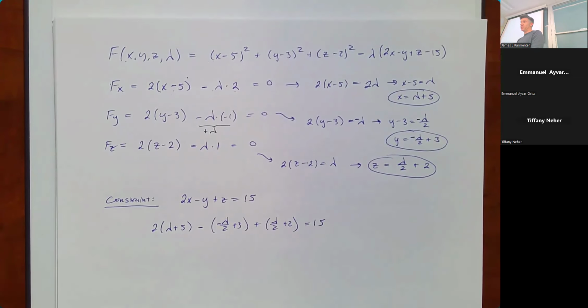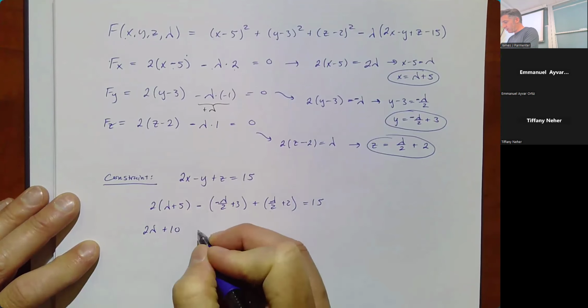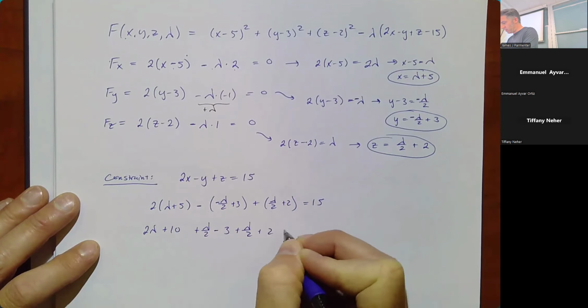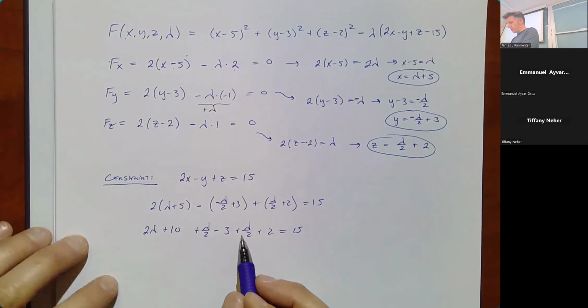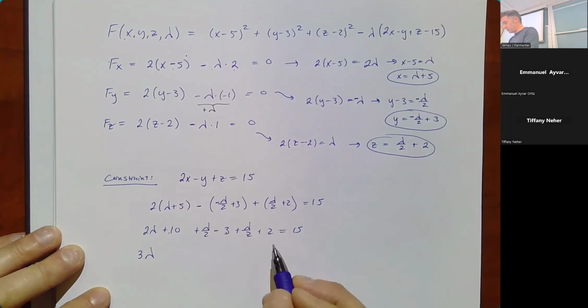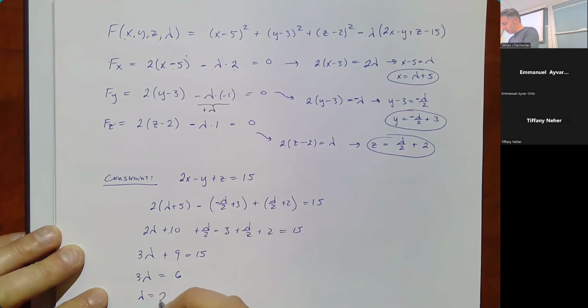Most of the time, I would multiply both sides of this equation by 2 to get rid of the denominator. But if I take a quick look here, I see that I'm going to get a plus lambda over 2 plus another lambda over 2, and then I'll just add it to a lambda. So I don't actually need to multiply both sides by 2 to get rid of the denominators here. So let's just multiply this out. I've got 2 lambda plus 10 plus lambda over 2 minus 3 plus lambda over 2 plus 2 equal to 15. 2 lambda plus another lambda is 3 lambda. And 10 minus 3 is 7, plus 2 is 9, equals 15. So 3 lambda is equal to 15 minus 9. So lambda is equal to 2.